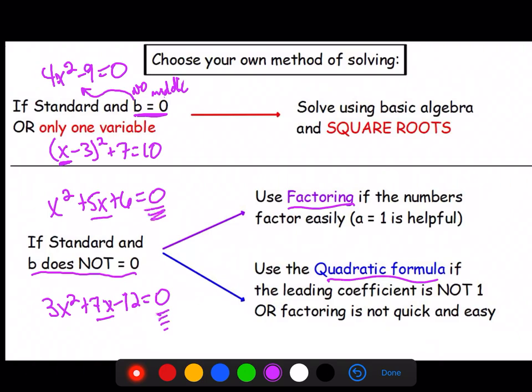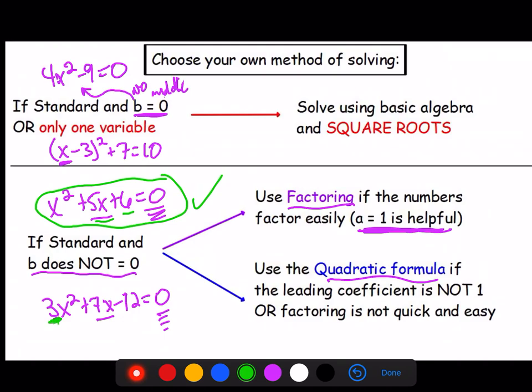Now, again, I wouldn't waste a lot of time factoring. I would look at my equation very quickly. If the numbers factor easily, so let's say we saw the 3, the 7, and the negative 12, and we just knew what they factored into, or if a equals 1, again, that's really, really helpful, then it's a great time to factor. So if I was looking at, again, this equation up here, well, what multiplies to 6 and adds to 5? I would say 3 and 2. Boom. I can factor that very quickly and simply.